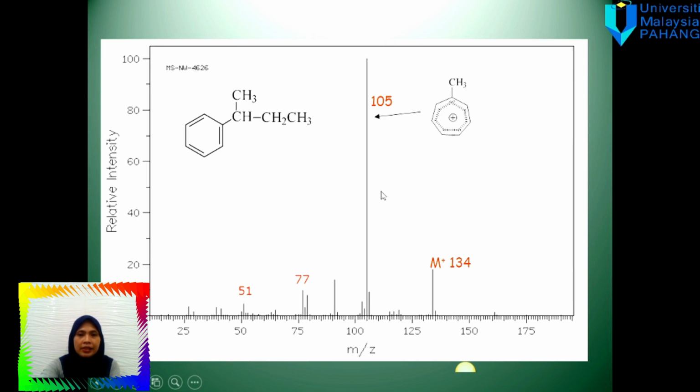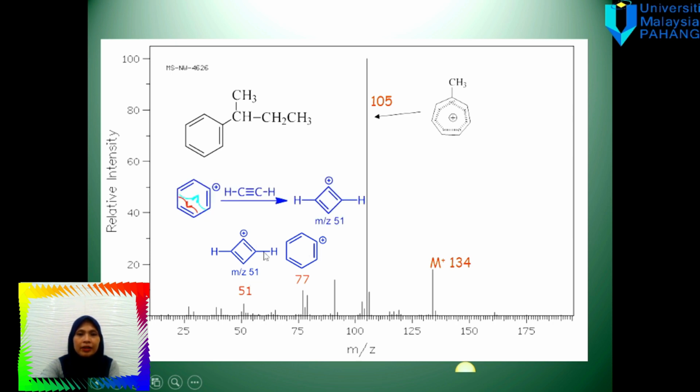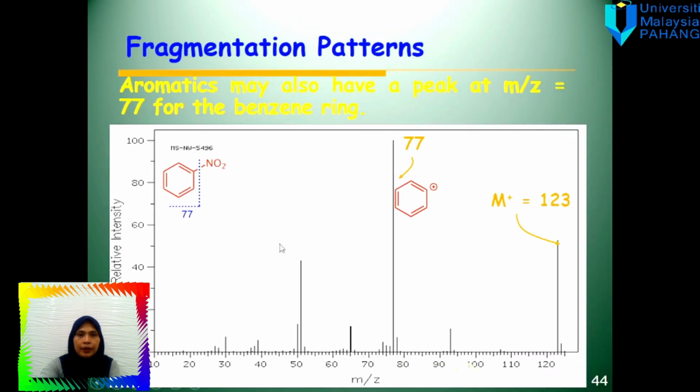So here, this is the tropylium, the base peak, which is the most stable ion for aromatics. And this is the benzene ring, and this benzene ring forms C4 for the alkene group, with the m/z value 51. You can see the mechanism of how this cation has been formed. So the electron here now breaks here. This part will become the cation, and this part becomes a neutral molecule. This is the fragmentation pattern for the aromatics.